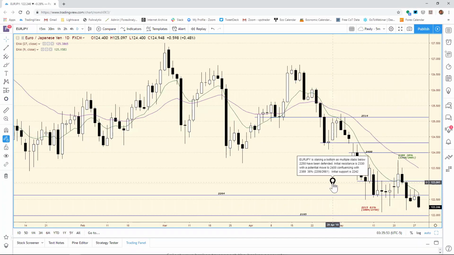Euro yen is taking a bottom as multiple stabs below 22.50 have been defended. Well, we're back below 22.50. Initial resistance is 23.30 with the potential move to 24.00, confluence with 23.89. Right now the yen strengthening is where the market is looking. Even with the dollar yen at 9.26, we're just hovering at that pivot. Multiple stabs below 22.50 have been defended, you can see here, here, here. But you know what? It's starting to slide back again right now.